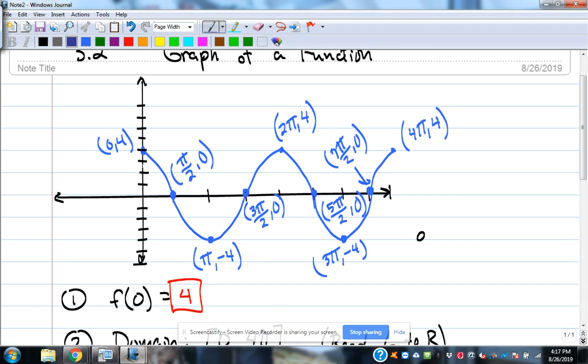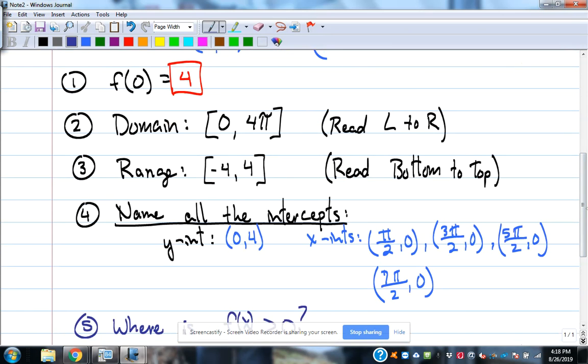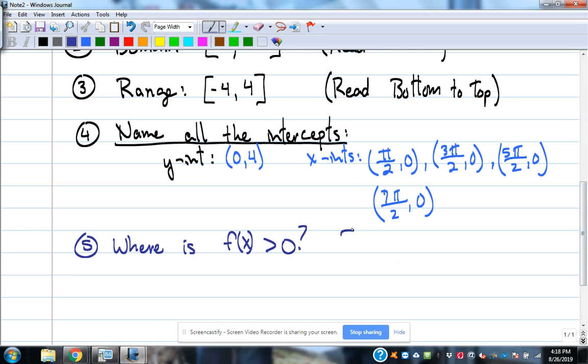Well, here the y value is 4. What do we know about the y value on this part of the blue line right here? What kind of numbers are those? They're somewhere between 0 and 4, right? So they're all positive, right? So the graph is greater than 0 from the x value of 0 all the way to pi over 2. So bracket 0, pi over 2.